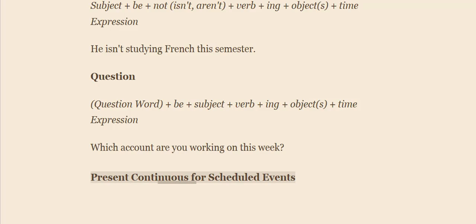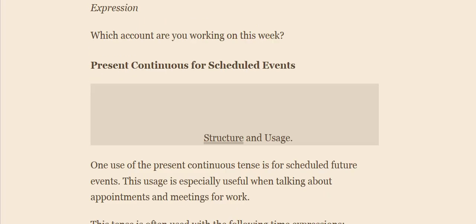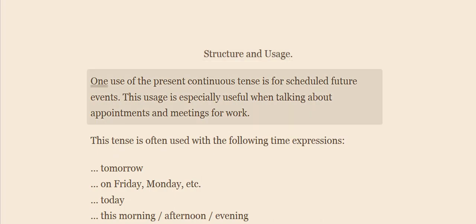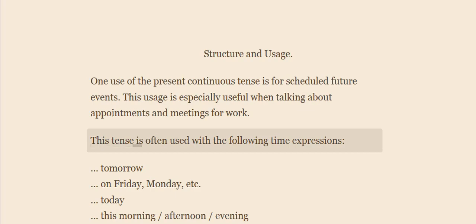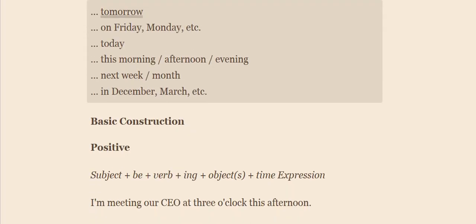Present continuous for scheduled events. Structure and usage. One use of the present continuous tense is for scheduled future events. This usage is especially useful when talking about appointments and meetings for work. This tense is often used with the following time expressions: tomorrow, on Friday, Monday, etc. Today, this morning/afternoon/evening. Next week/month. In December, March, etc.